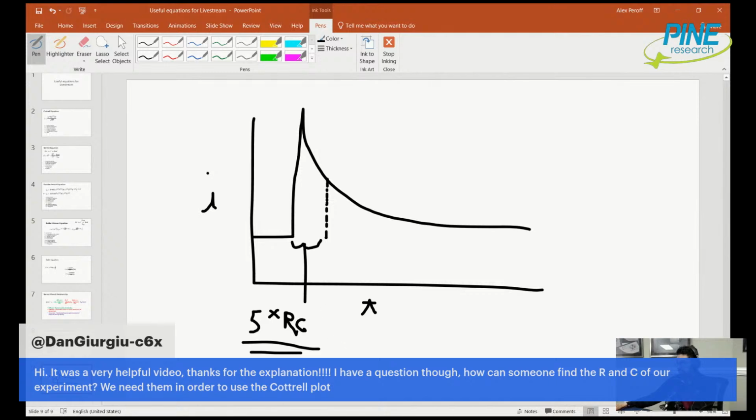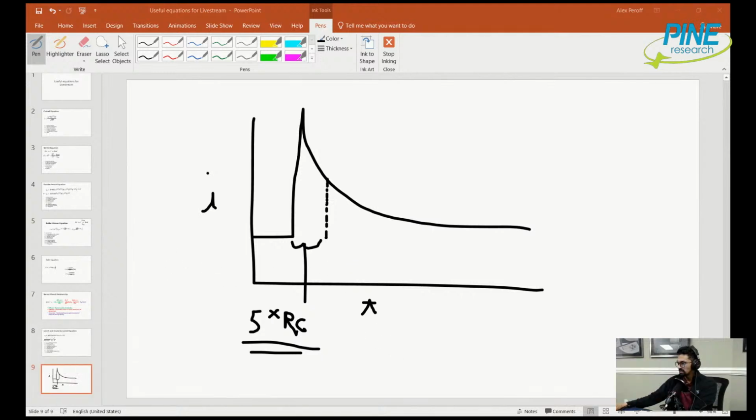And so the question that we've been asked, my colleague says the video is very helpful, and he is curious, his question is, how can someone find the R and C of our experiment? Because we need to know that in order to determine the control plot. So there are actually many ways to determine R and C. What is R and C?